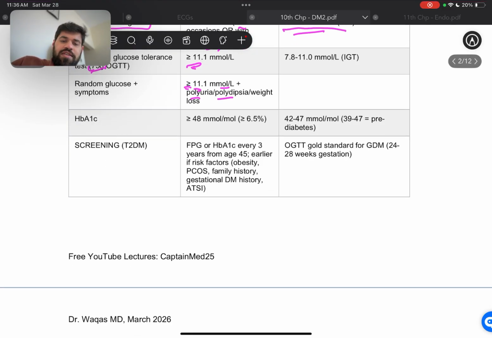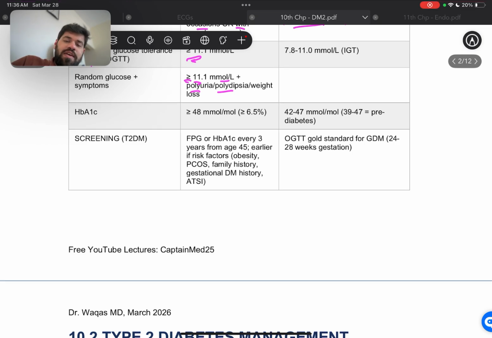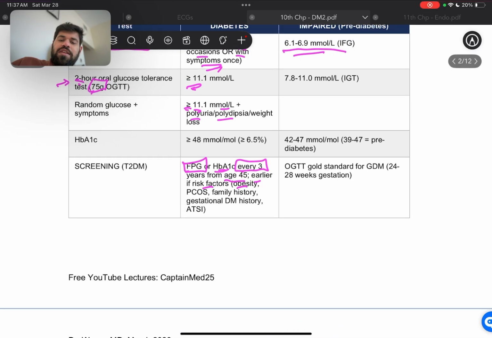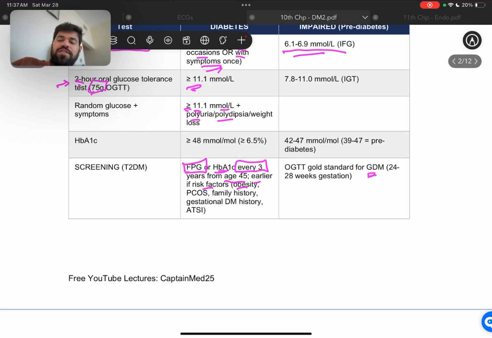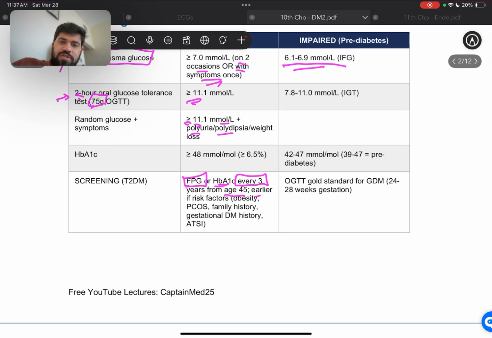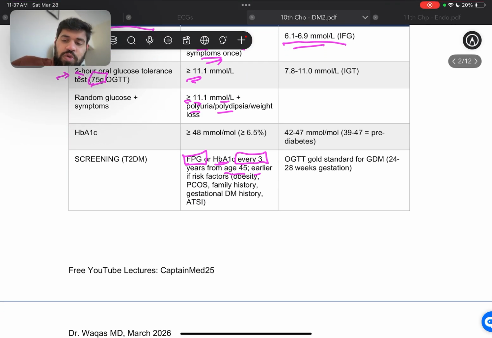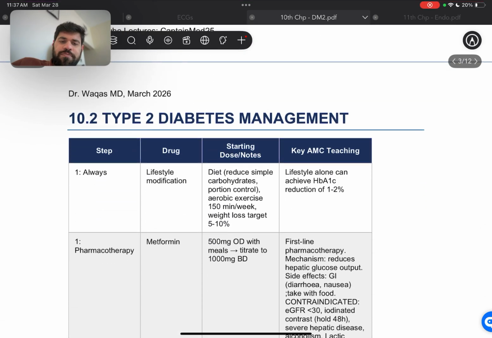Alright, and the screening for type 2 diabetes is going to be FPG or HbA1c every 3 years from the age of 45, and earlier if there are risk factors such as obesity, PCOS, family history, gestational diabetes history, and ATSI. Alright, and OGTT is the gold standard for GDM, at 24 to 28 weeks gestation. OGTT, again, is the oral glucose tolerance test, and for gestational diabetes we do that at 24 to 28 weeks of gestation.